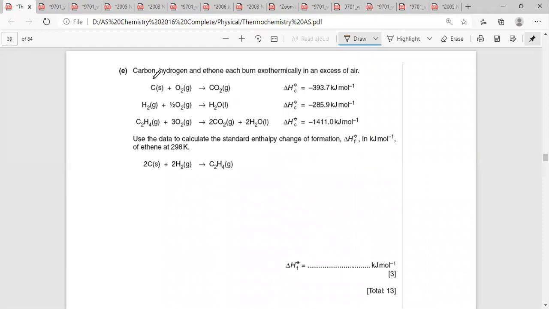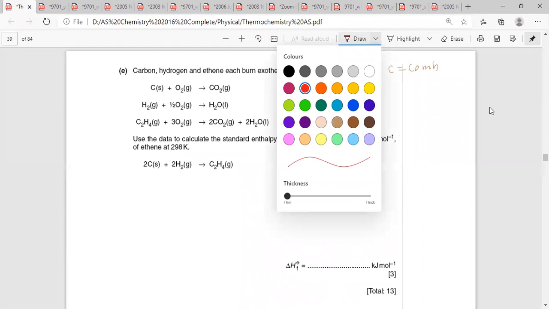Now, carbon, hydrogen, and ethane each burn exothermically in excess air. It means they are heats of combustion. Now here, all these are heats of combustion. The C here means combustion as well. I'm going to use red color so it is more distinguished.